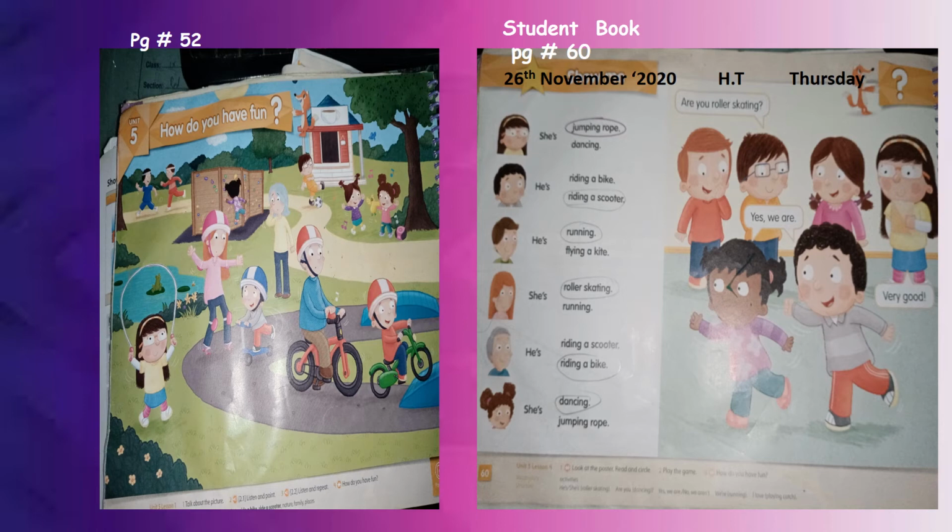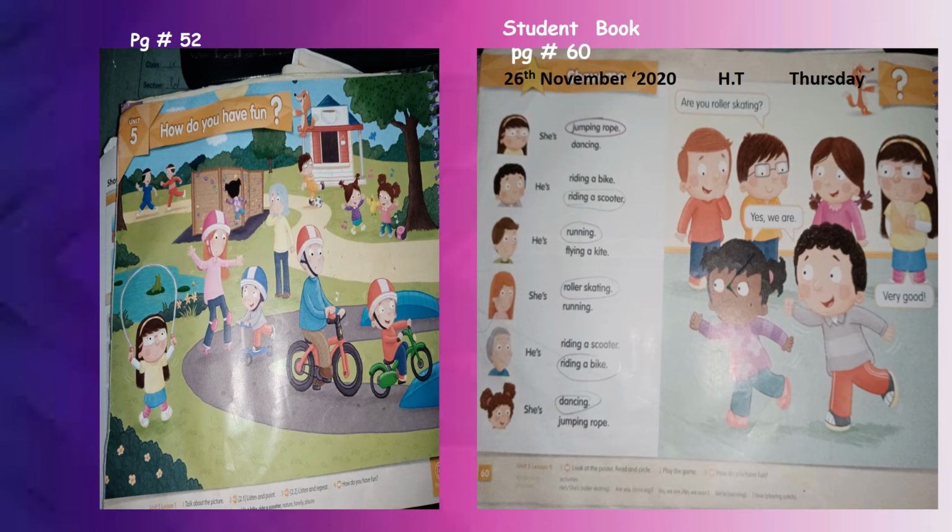Now look at Mom. She is roller skating, full stop. Roller skating. Or she is running. She is roller skating. You have to circle the words roller skating.